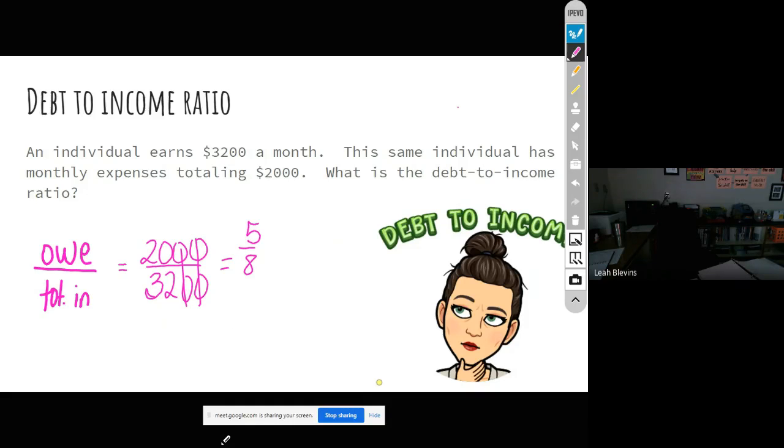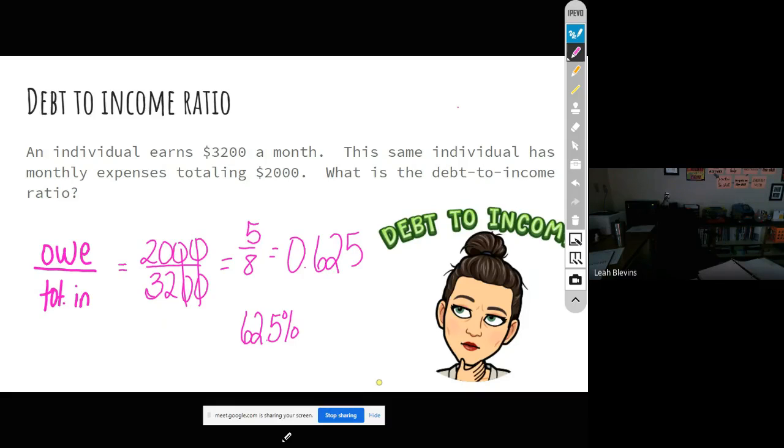Does anyone know what 5/8 is as a decimal? I don't know either. It's 0.625. I looked at it earlier. 0.625. So basically what that's saying is 62.5% of my income is spent on my debt.